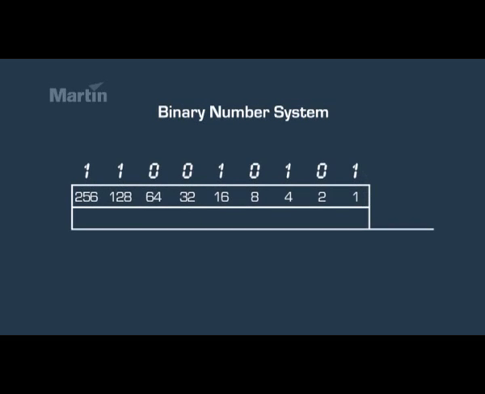To calculate the value of this binary number, all we have to do is add together those normal values where there is a 1. In our case, that means 256, 128, 16, 4, and finally 1. Add them together and you get 405.